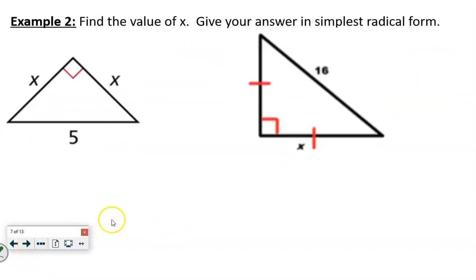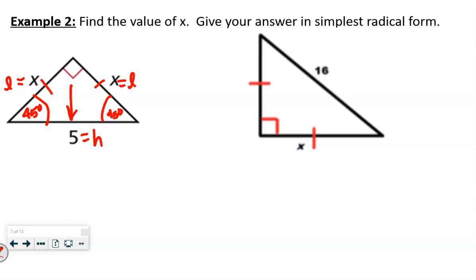Our next example, example 2, says find the value of x. Give your answer in simplest radical form. Again, we notice that we have two congruent sides. That means this has to be a 45-45-90 triangle. Those angles would be congruent, right? Then that means that this is a leg and this is a leg. And remember again, the side opposite the right angle is our hypotenuse, right? So L is equal to x and h is equal to 5.